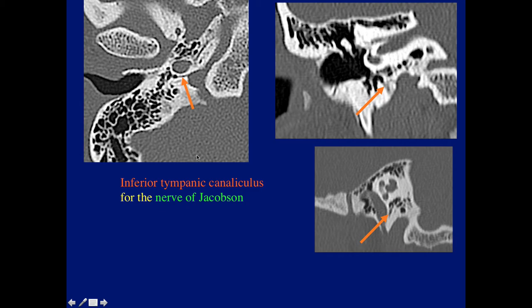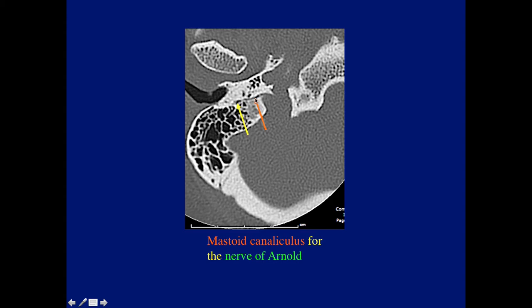So here is the inferior tympanic canaliculus for the nerve of Jacobson. We can see it here, and we can see it also on this coronal plane that I found on this case, and we can also see it on the sagittal image. And this is the mastoid canaliculus for the nerve of Arnold, which joins the facial nerve in the stylomastoid foramen, which is in this location here.